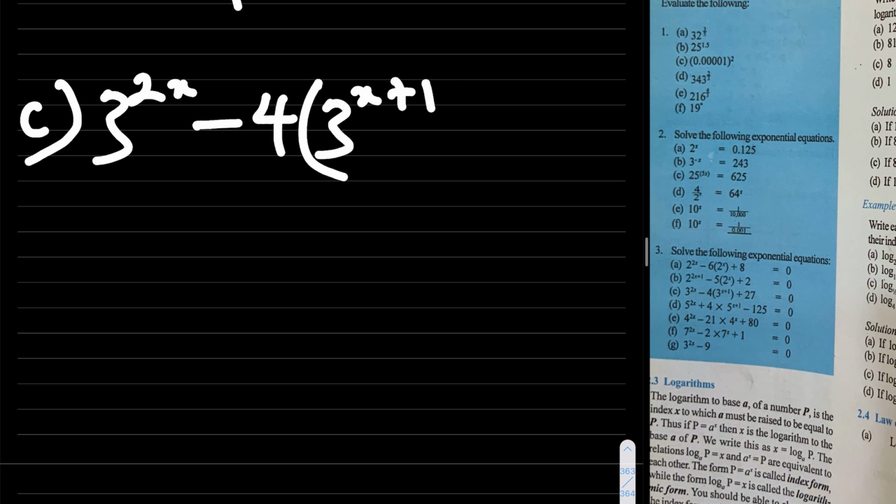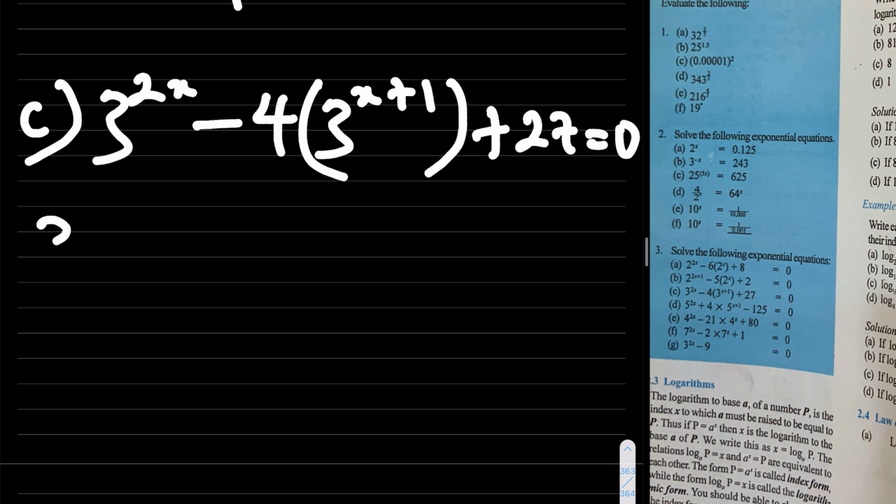3 raised to power 2x, minus 4, into brackets, 3 raised to power x plus 1, plus 27 equals 0. Do you understand? And what does that mean?